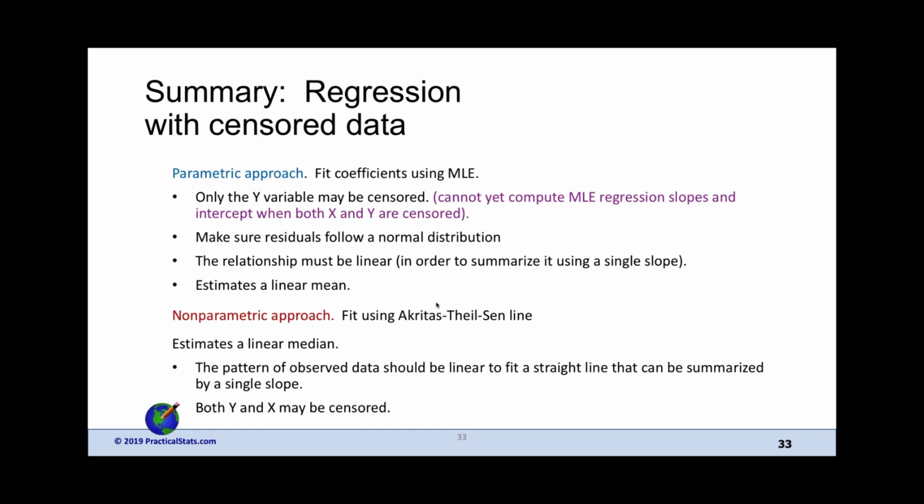Whereas in the non-parametric approach, the Akritas-Thiel-Sen line estimates the median of Y given one X, and at least to date, only works with one X variable. But it has no normality assumption. It does assume, since you're doing a linear model, that the data look like they're linear on the plot.